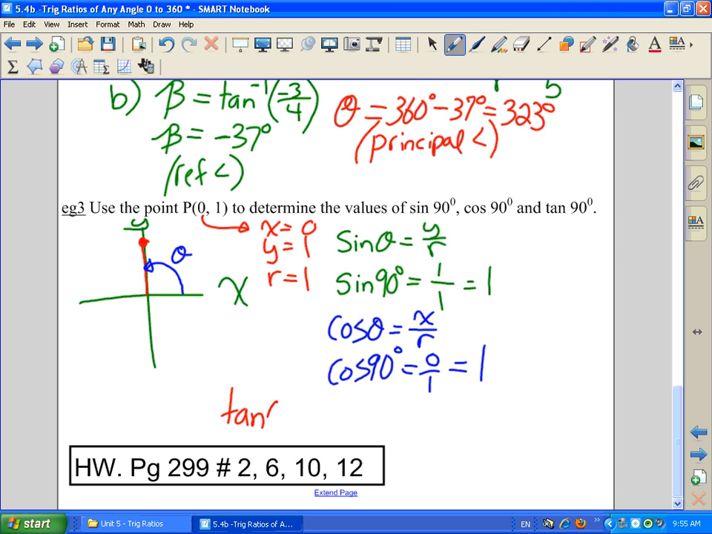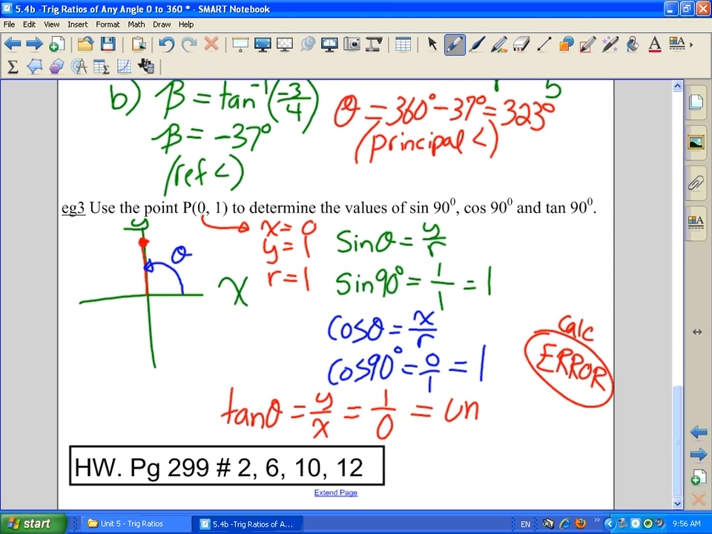Tan theta equals y over x. When you plug this in, it's 1 over 0. Plug that in your calculator, and what are you going to get? Hopefully it says error in your calculator. Okay, please do that if you haven't done it. So what does that tell us? It's undefined. Just remember when we did slope back in grade 10 and grade 9, if there's no rise or run, i.e. a vertical line, that's called an undefined slope.